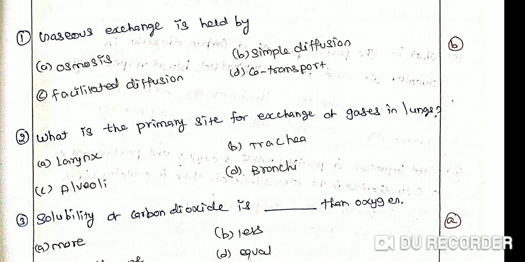What is the primary site for exchange of gases in lungs? Option A larynx, option B trachea, option C alveoli, option D bronchi. The correct answer is option C alveoli. Alveoli are the primary site for exchange of gases in lungs. Exchange of gases is found only in the respiratory zone of the lungs, as they are covered by simple squamous epithelium.